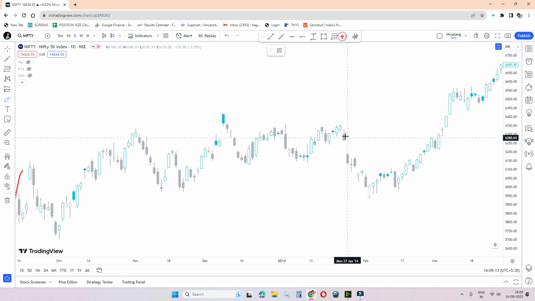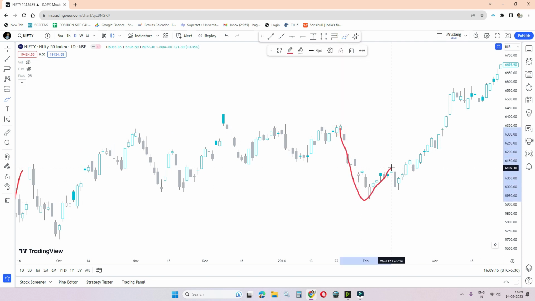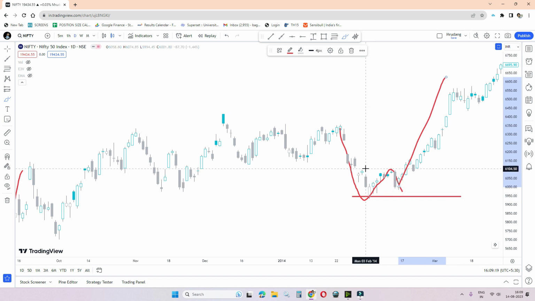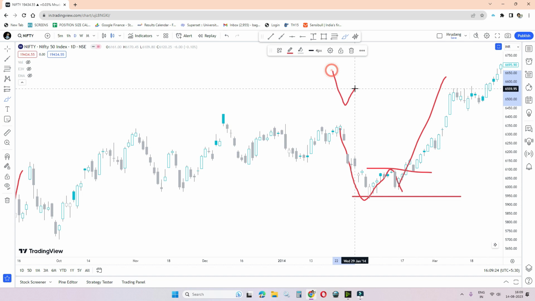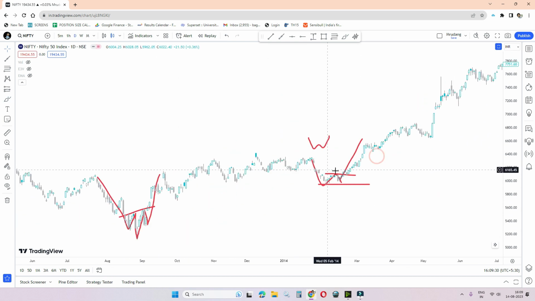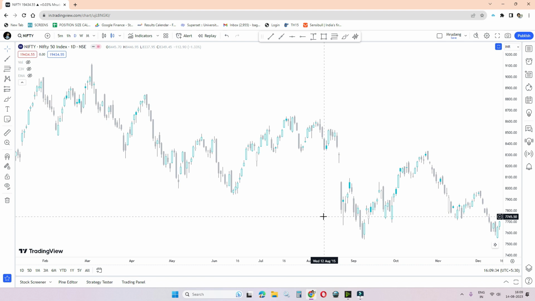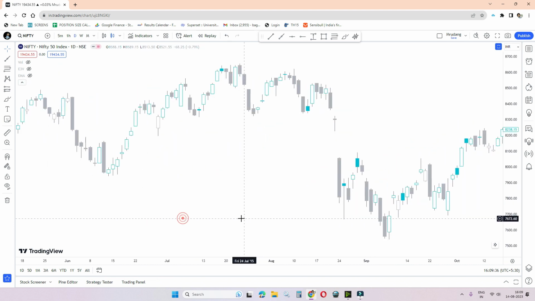Again, the stock makes a move, pulls back, makes a move but couldn't break this low, and it breaks the resistance zone. So it is a double bottom pattern. Again, there are many such patterns. So here is another head and shoulder pattern.